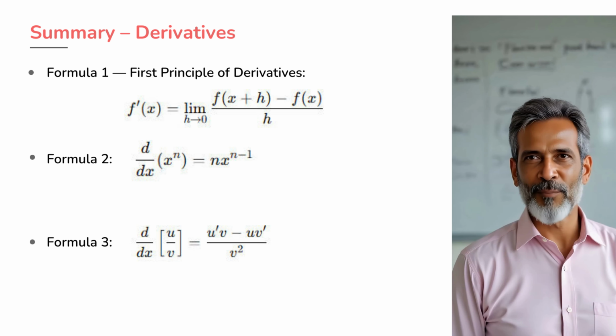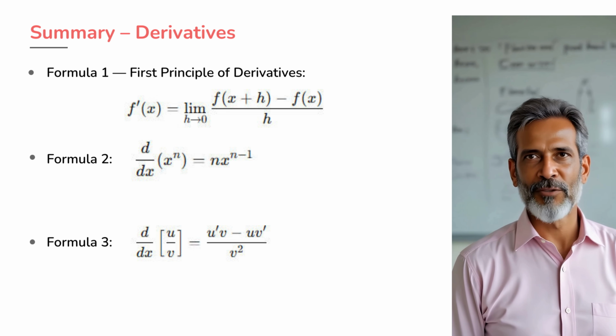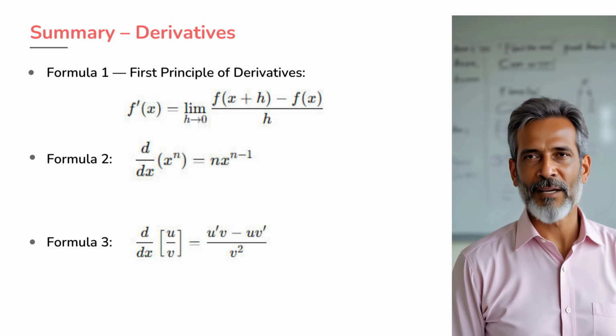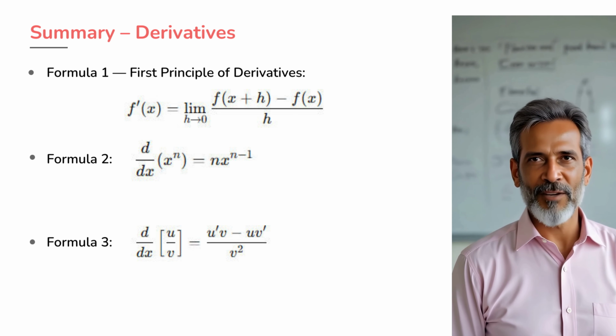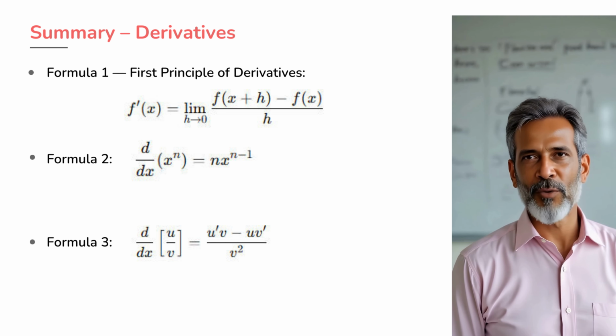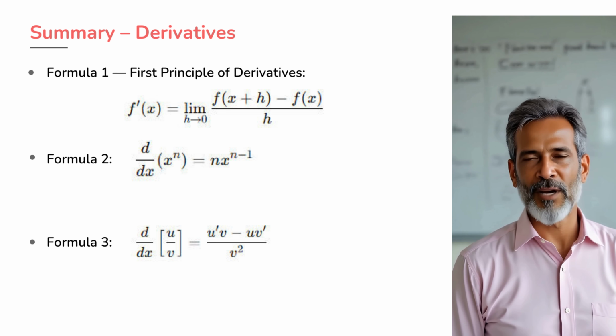Let's quickly recap what we've learned today. First, the derivative of f of x is defined as the limit as h approaches 0 of the difference quotient, f of x plus h minus f of x divided by h. Second, the power rule tells us that the derivative with respect to x of x raised to n is n times x raised to n minus 1. Third, the quotient rule states that the derivative with respect to x of u divided by v equals the quantity u prime times v minus u times v prime divided by v squared.